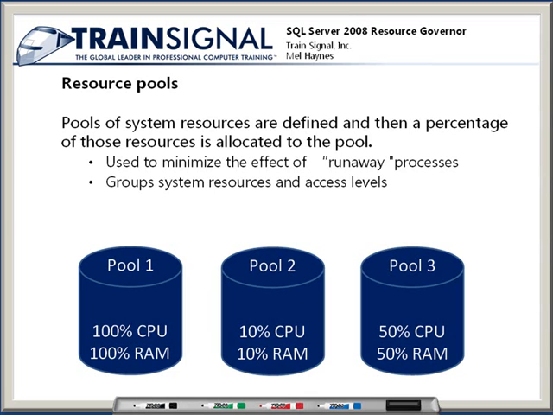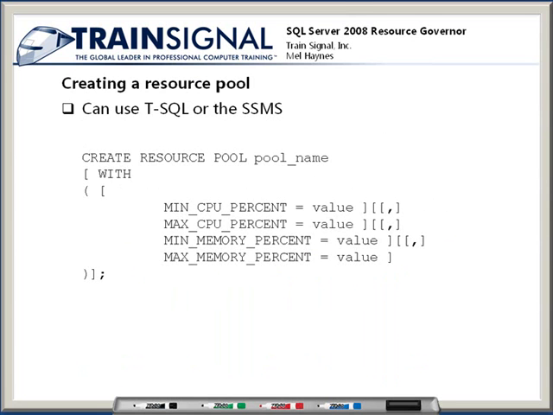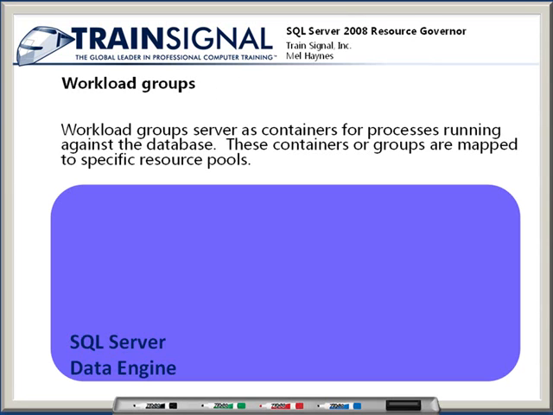So resource pools allow us to group system resources and access levels, and presently the only two resources you can manage with Resource Governor are CPU time and memory. How do you go about creating a resource pool? It's the create resource pool statement. So create resource pool followed by the specific name of your pool. And then you're going to give it information such as what is the minimum CPU, maximum CPU, what's the minimum memory or the maximum memory. In our cases, we're going to set ours to about 50%, but these are some of the options you can set with the resource pool statement.